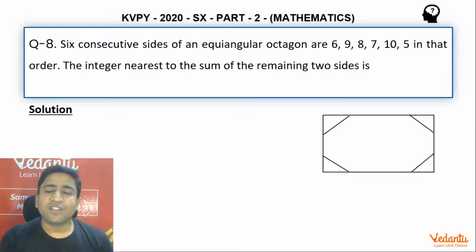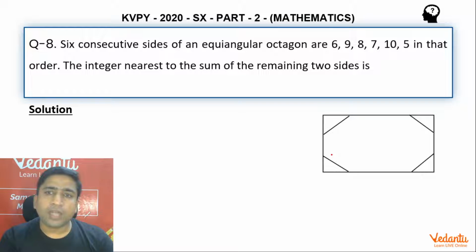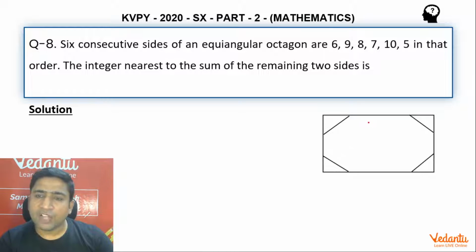So guys, as you can see on the screen, I've just drawn a diagram. I have drawn an octagon. As per the question, they have given me the side lengths of six consecutive sides as 6, 9, 8, 7, 10 and 5. So I'm just going to mention it: this is 6, this is 9, this is 8, this is 7, this is 10, this is 5. The rest of the two sides I'm just going to assume as a and b.